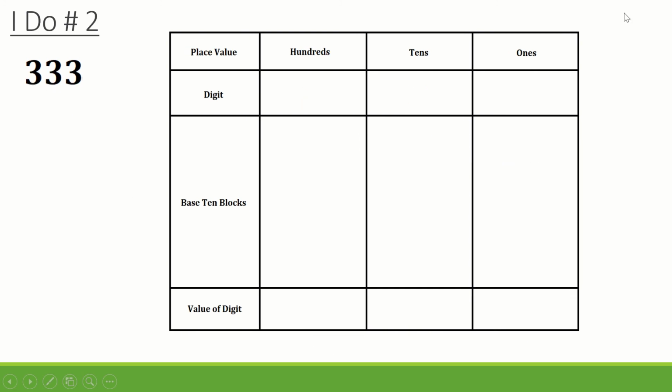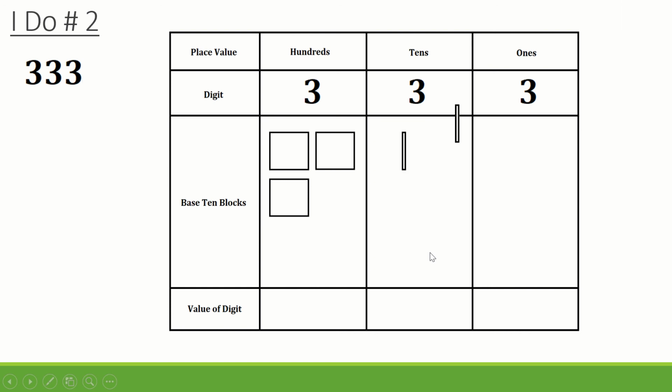So we're going to do this exercise one more time, but this time with 333. So I've got 3 hundreds, I have 3 tens, and I have 3 ones. I'm being asked to represent each digit as the appropriate base 10 blocks. And so 3 hundreds would be represented with 3 flats. 3 tens would be represented with 3 rods. 3 ones would be represented with 3 units.